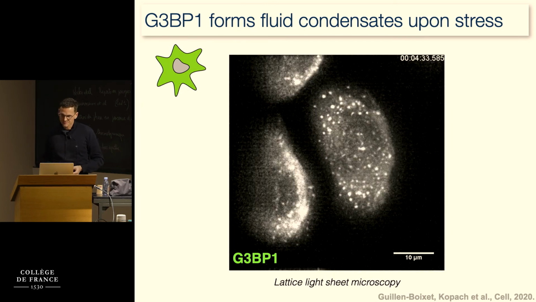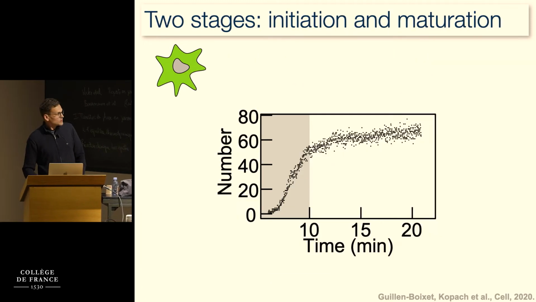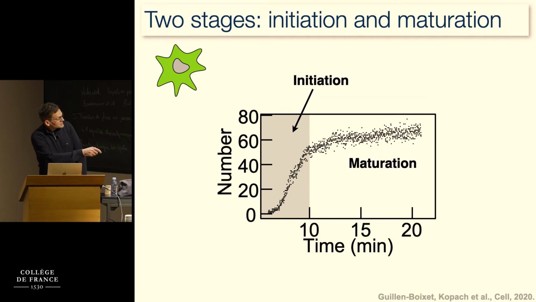And then, of course, we wanted to quantify this, and in this case, we're looking at the number of these objects over time, and we saw this is a biphasic response. You have this initial rapid response, and then a plateau phase. We call this the initiation phase, and this the maturation phase. And I will come back to that, because now we're trying to reconstitute these two phases in the test tube from purified proteins and from RNA.